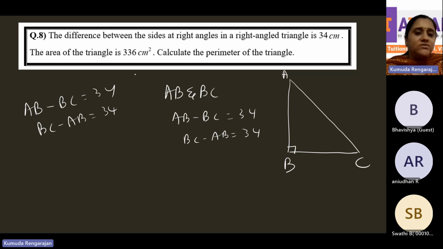Okay, the area of the triangle is given to you. You need to calculate the perimeter of the triangle. All right. Understood what is given in the question?